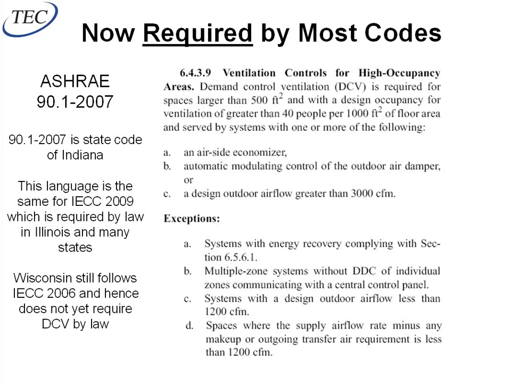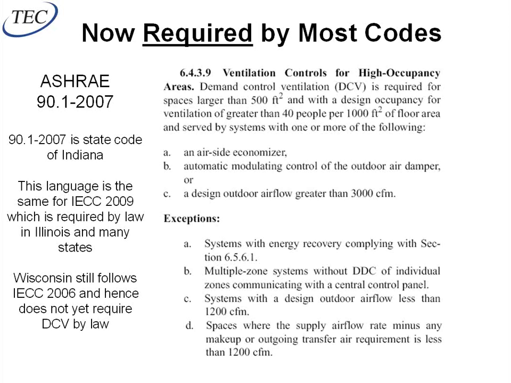All right, so this is ASHRAE 90.1 2007 that you see on the screen here. DCV is required for spaces larger than 500 square feet and with a design occupancy of ventilation greater than 40 people for every 1,000 square feet. So if I have a density of 40 people per 1,000 square feet or more, and it's a fairly normal size space or larger, 500 square feet, then I have to, by law, do demand control ventilation in places that are following this as their code.